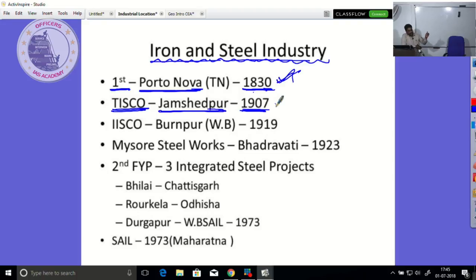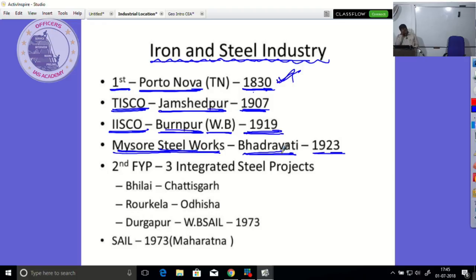And from 1907, when I talk about the other industries which were set up, slowly, steadily, the same region started developing many other industries. For example, the Indian Iron and Steel Company was set up in Burnpur, West Bengal in the year 1919. And again, in 1923, one such iron and steel industry was set up in Karnataka. It is called Mysore Steelworks, in the place called Bhadravati. Erstwhile name is Mysore Steelworks, but today it is called Visvesvaraya Steelworks.